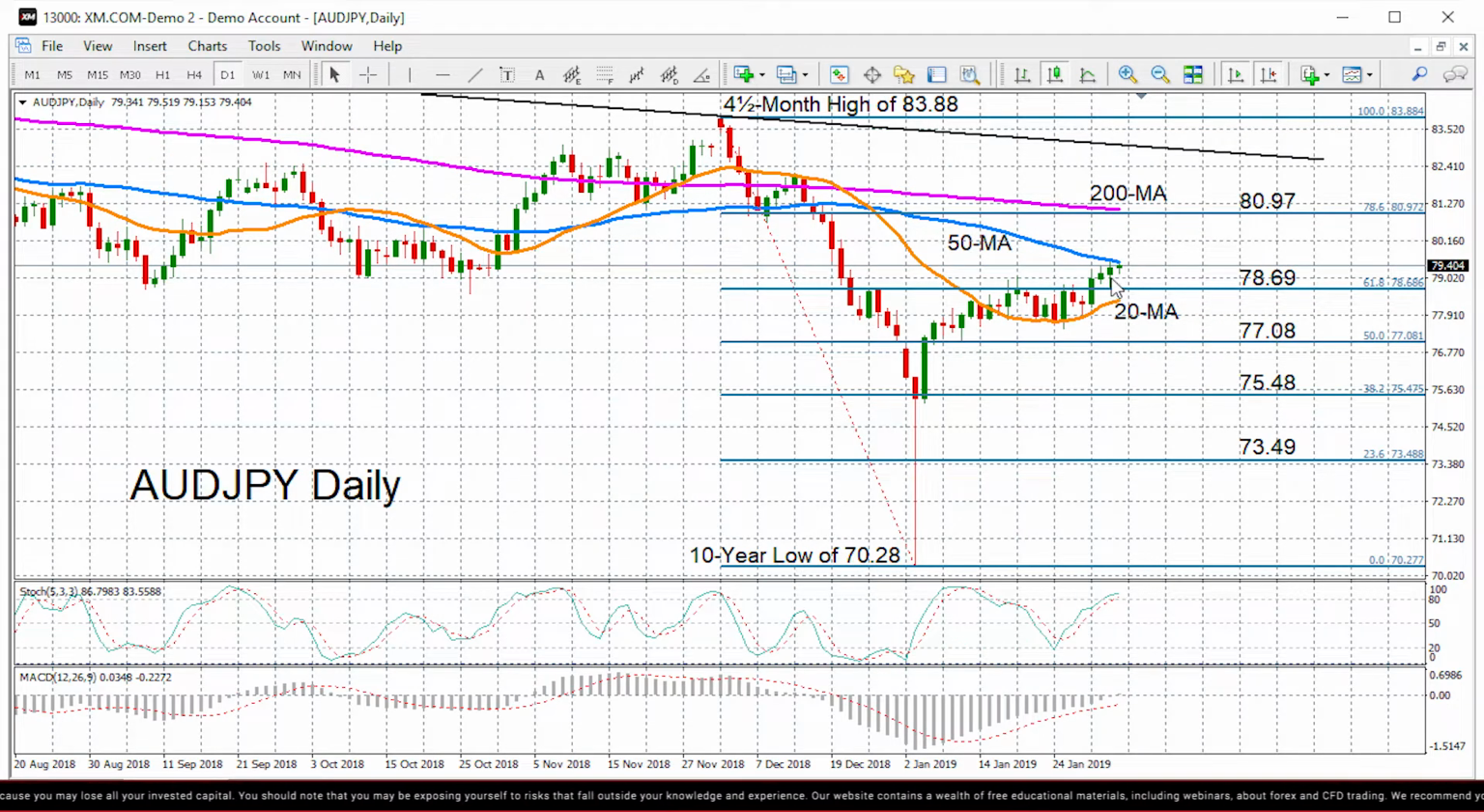So if the 50-day moving average holds and we see the price action heading back down again, that would extend that long-term downtrend. Immediate support in such a scenario would come at the 78.69 level, that's the 61.8% Fibonacci. Then we've got the 77 handle, a key level, as that's also the 50% Fibonacci. And then lower down, we've got the 75.48, 38.2% Fibonacci, and 73.49, the 23.6% Fibonacci, before prices would fall back towards that 10-year low of 70.28 touched at the beginning of the year.